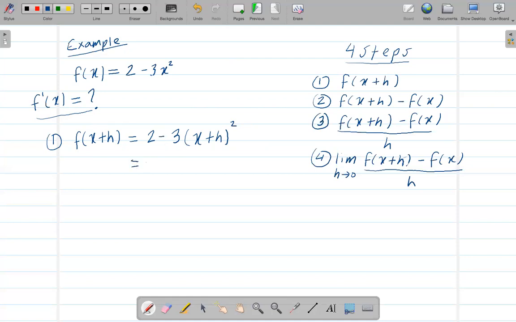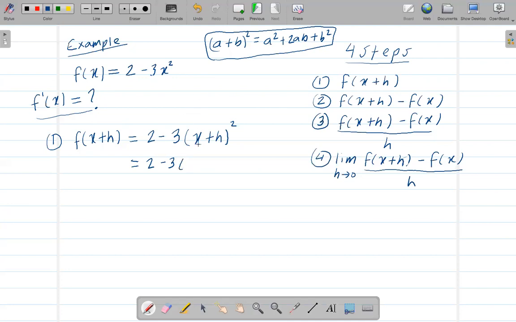And then after this, 2 minus, well, x plus h squared. Remember that (a plus b) whole squared is a squared plus 2ab plus b squared. This is a formula, right? I hope you guys know this. If not, it's right here. Just memorize this formula. So if we have (a plus b) squared, it means a squared plus 2ab plus b squared.